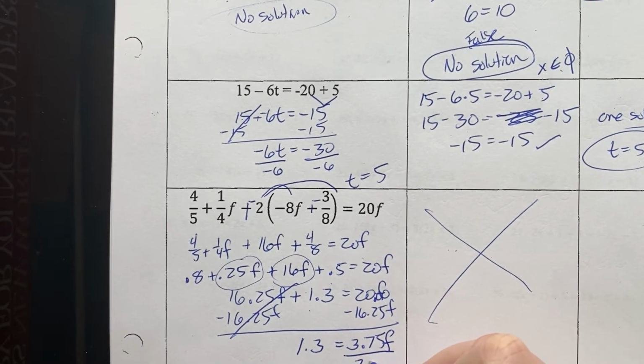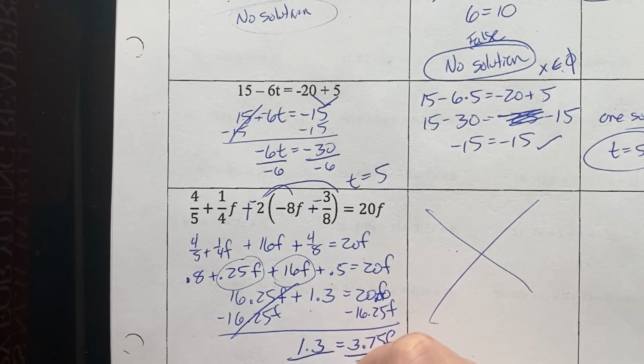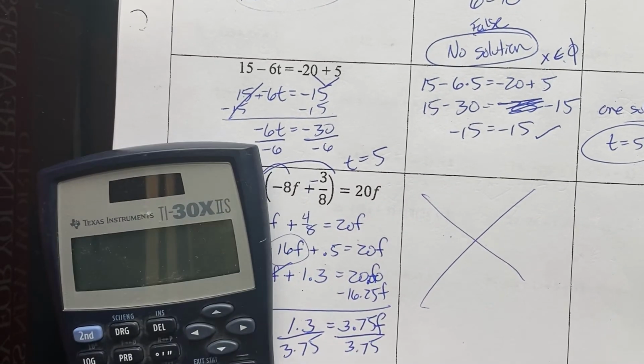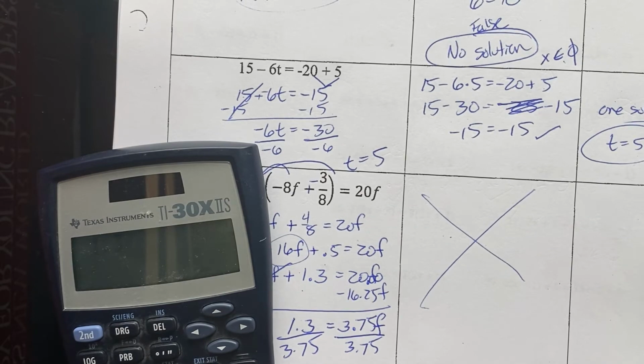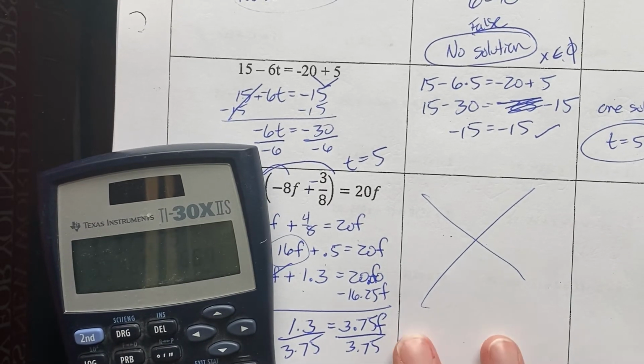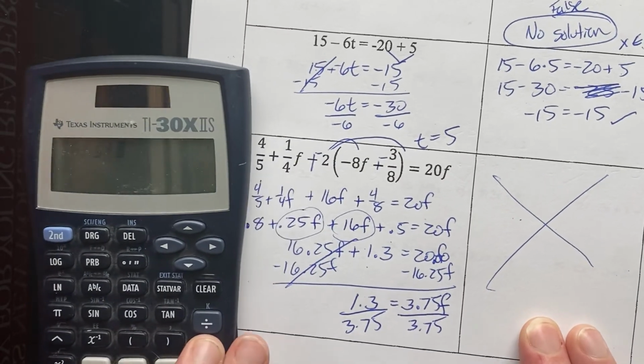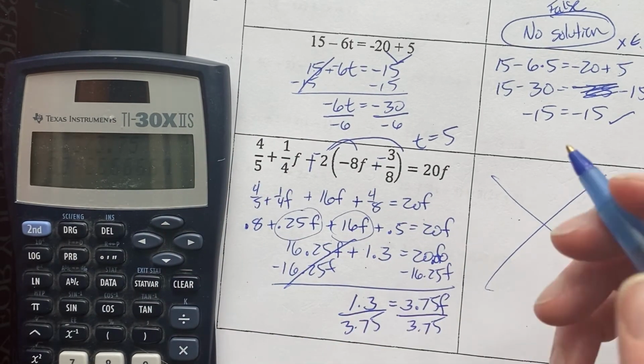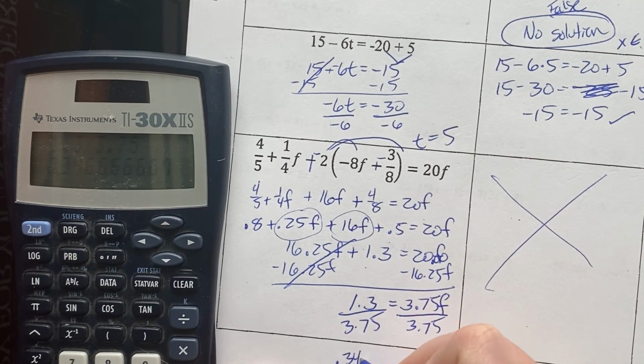Divide by the coefficient. Oh my. I am going to use a calculator for this. I'm not ashamed. 1 3/10 divided by 3 and 75/100. I'm getting a different answer than what I have on the answer key. I wonder if I made a mistake here. 3, 4, 6 repeating equals f.